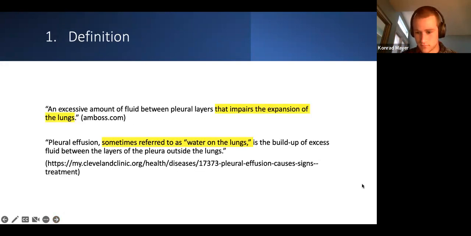Okay, definitions. These are definitions that I found on the internet. The first one is right from Amboss, and it says, a pleural effusion is an excessive amount of fluid between pleural layers that impairs the expansion of the lungs. And then this other one, from the Cleveland Clinic, a very good big clinic in the US, says pleural effusion, sometimes referred to as water on the lungs, is the buildup of excess fluid between the layers of pleura outside the lungs.